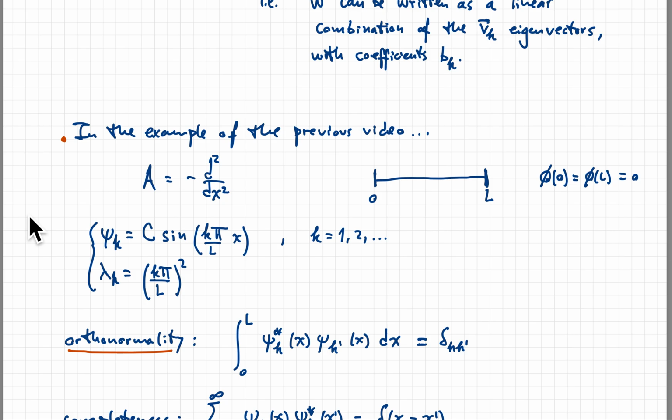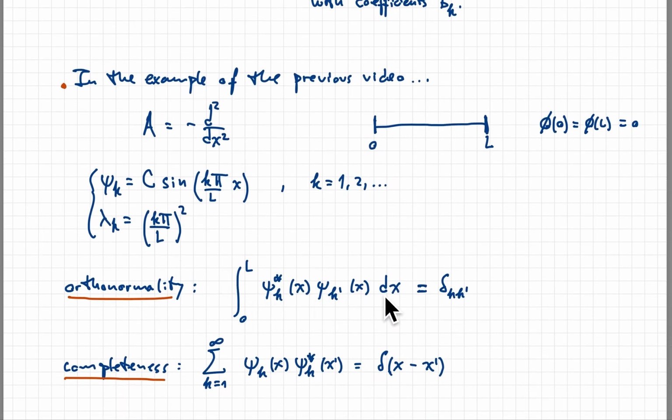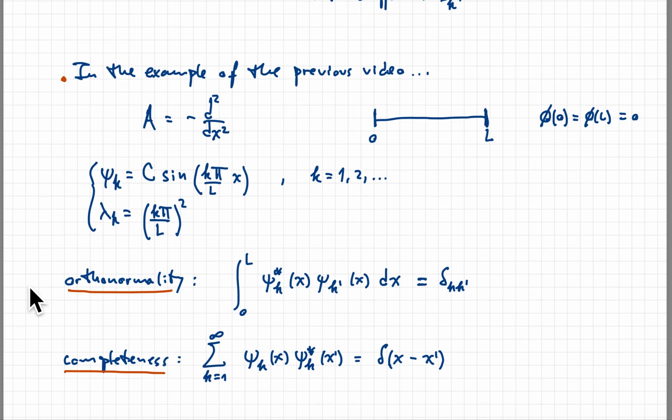So in terms of those eigenvectors and eigenvalues, the property of orthonormality is this: the integral from 0 to L of psi k star of x, psi k prime of x dx is delta kk prime. So this is a kind of inner product, something we've seen before. And if you haven't seen the video on inner product, you should go check it out. This is perfectly well defined. And if you do this calculation for these objects, you will see that indeed that gives you delta kk prime. And so that's orthonormality. Completeness here is very different.